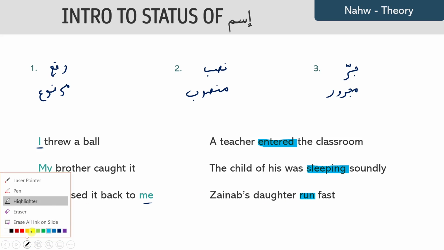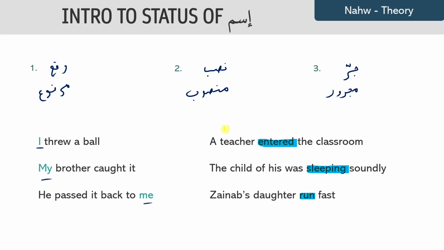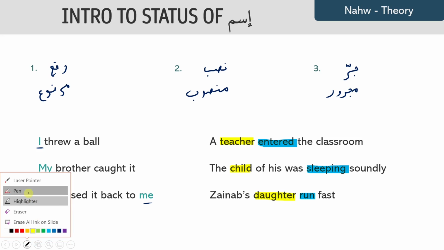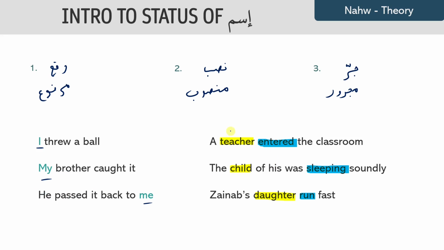Now let's highlight who is the doer of the action. A teacher entered, so that is the doer. The child of his was sleeping soundly. The child is the doer. And Zainab's daughter ran fast. The doer of the action is daughter. Now, Arabs consider the doer of the action to be in the rafa state.